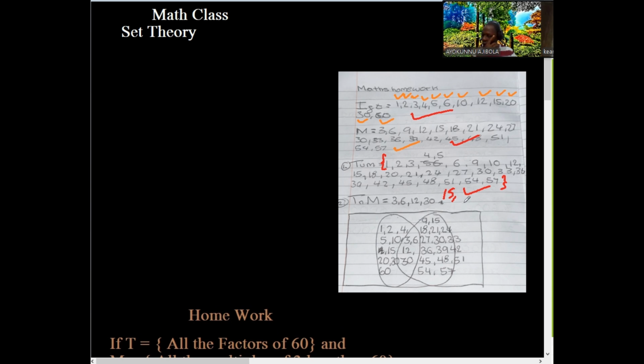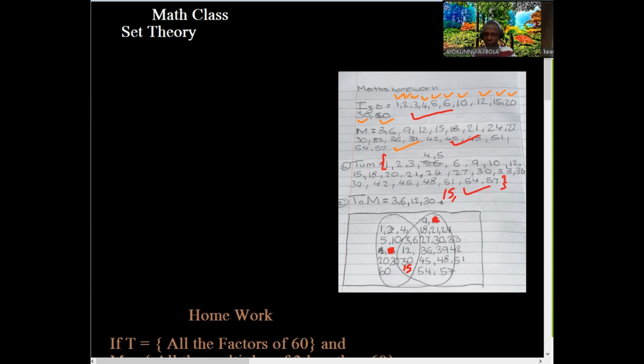Very good. Do we see any other one? I don't think so. Factor of 60, also multiple of 3. No. So I think it's only 15 that is missing in your answer, okay? Then that 15 that is here should not be in this place, and should not be in this place. Exactly. Then it is in the region of the intersection.